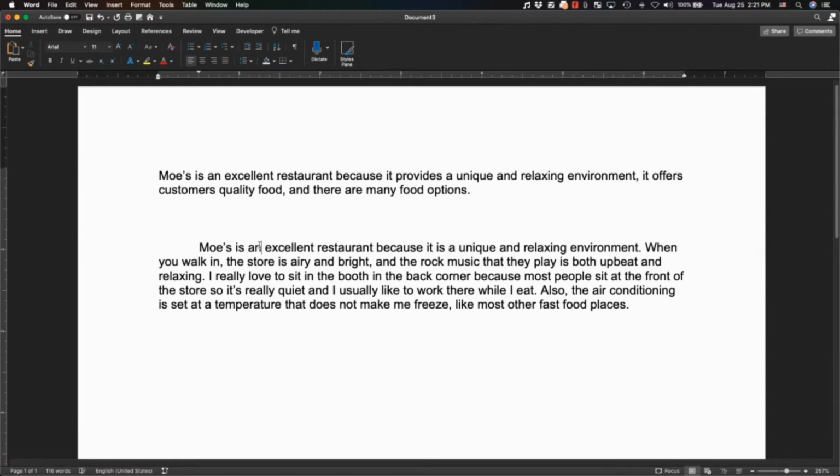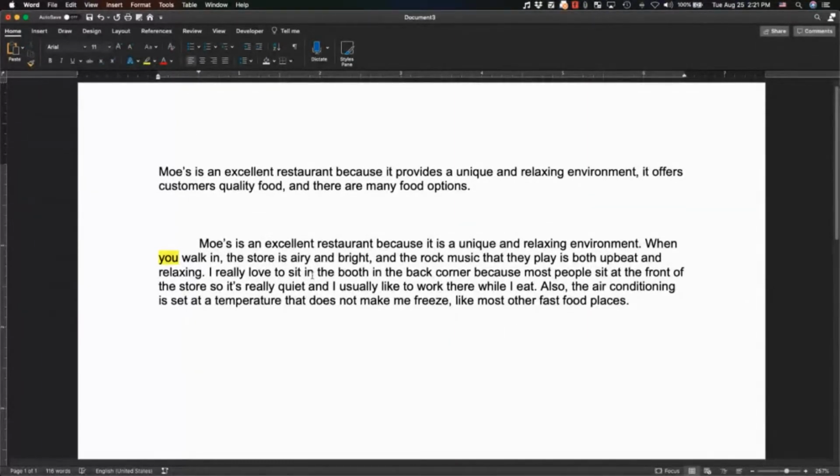Okay, so there's a lot of content in here, and I think in every sentence there's some first or second person. So let's take a peek through here. Let's identify what we need to change first. Okay, so I'm going to highlight the first and second person that we're seeing.